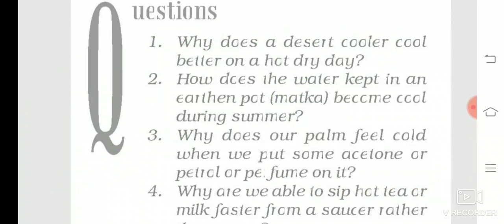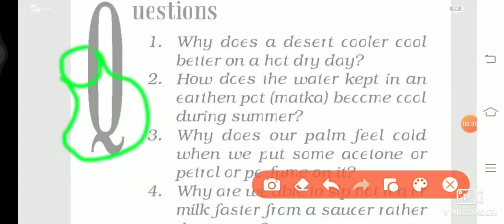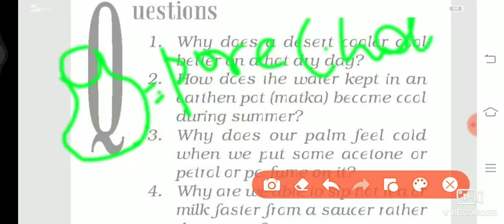Moving to the next question, how does the water kept in an earthen pot become cool during summer? You know, in an earthen pot what will happen? There are pores on the earthen pot. Pores means holes. There are small holes on the earthen pot, and what will happen? From these pores water comes to the surface, and from the surface the water evaporates.